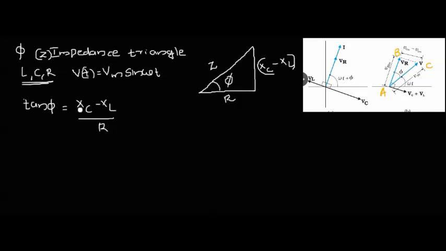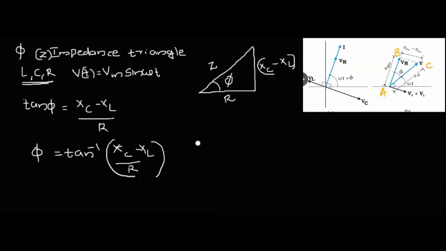Xc we can calculate using the formula 1 by C omega if the value of omega is known. And XL we can calculate using the formula L omega. The value of R is also known. So from this expression I can calculate phi. Phi is equal to tan inverse of Xc minus XL divided by R. Very important relation. So this phi is the phase angle between the total voltage and the total current flowing through a series LCR circuit.